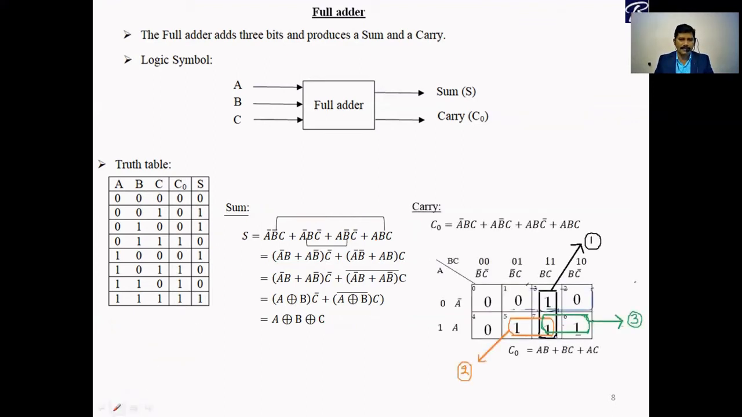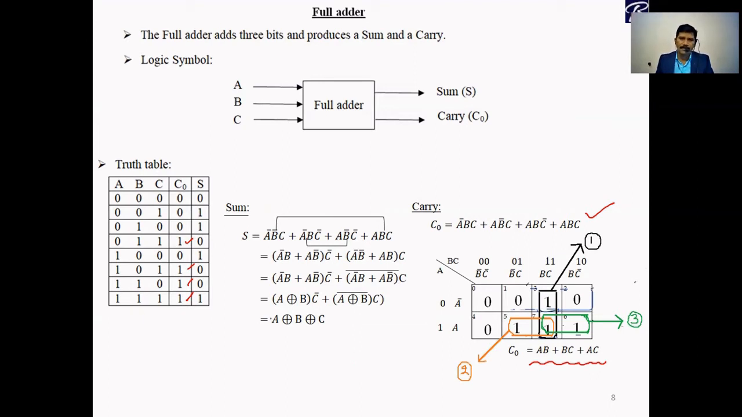Now let us see the carry. Take a K-map to simplify the carry. Carry minterms are this one, this one, this one, this one. 4 minterms, right? Like this we got. Or take the K-map and put these minterms: 3, 5, 6, 7. If you group this, 3 groups will be there, which is nothing but AB plus BC plus AC. This is the expression for C0, the carry.